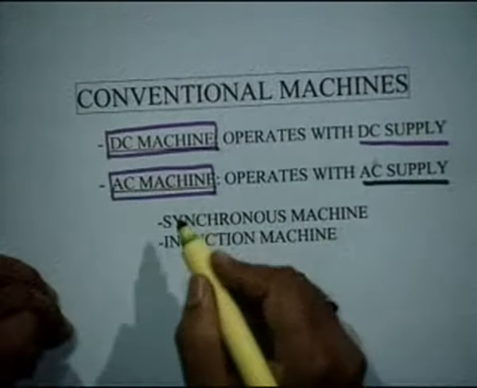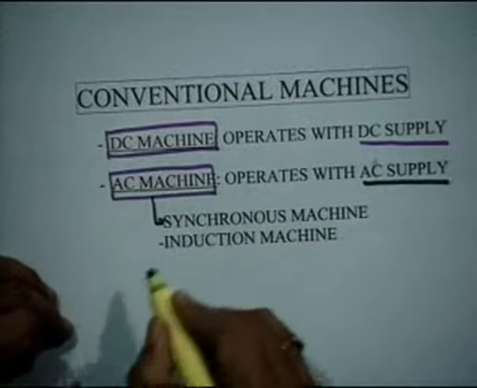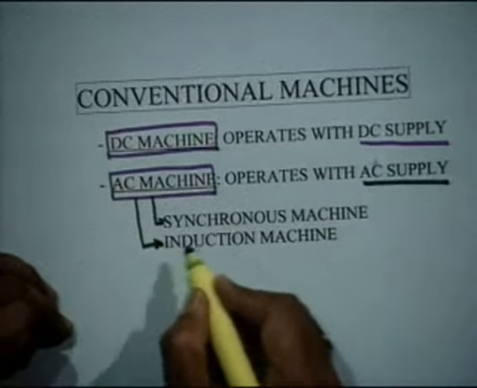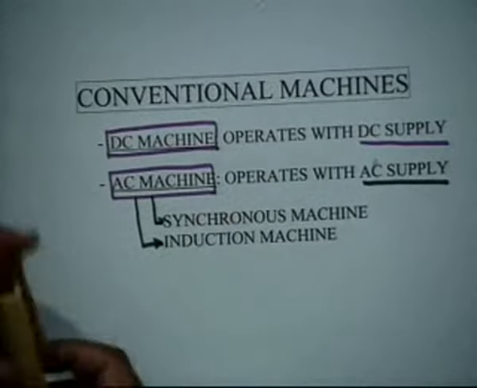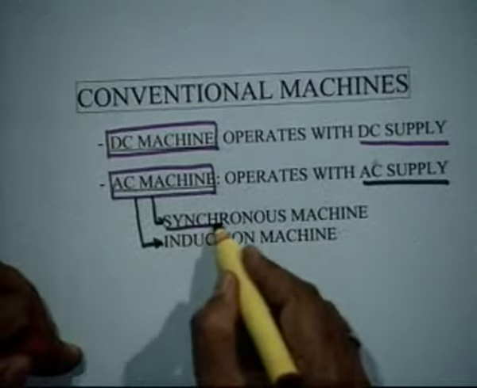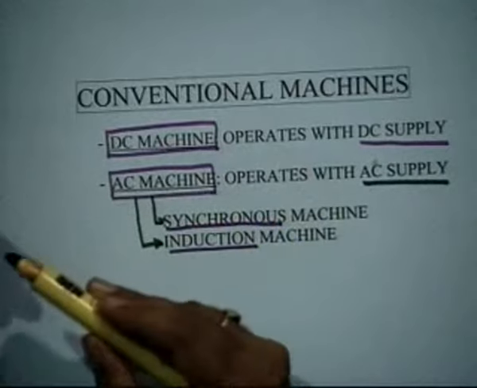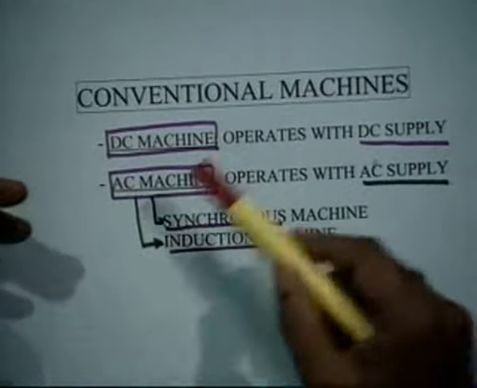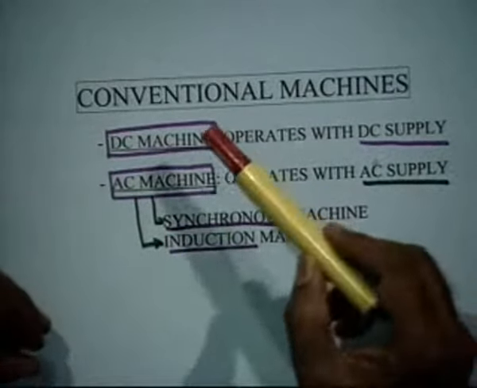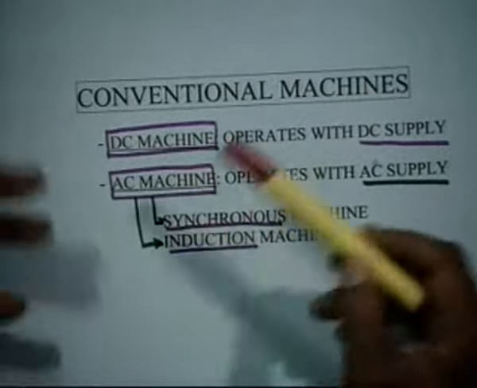And for AC machines, broadly we have two types: one is called a synchronous machine and the other is called an induction machine. These are the two machines which are generally used. So we will be studying in the subsequent lectures the working principles and other aspects of DC machines and AC machines, and now we have to see what the difference is between the two.